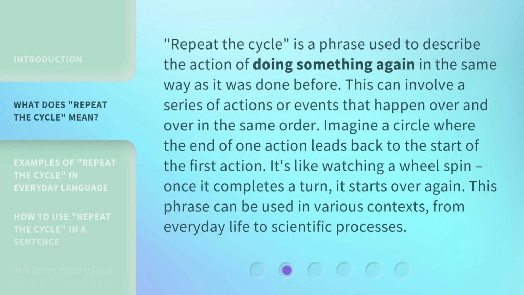"Repeat the cycle" is a phrase used to describe the action of doing something again in the same way as it was done before. This can involve a series of actions or events that happen over and over in the same order. Imagine a circle where the end of one action leads back to the start of the first action. It's like watching a wheel spin. Once it completes a turn, it starts over again. This phrase can be used in various contexts, from everyday life to scientific processes.